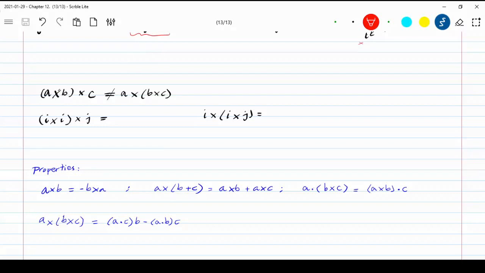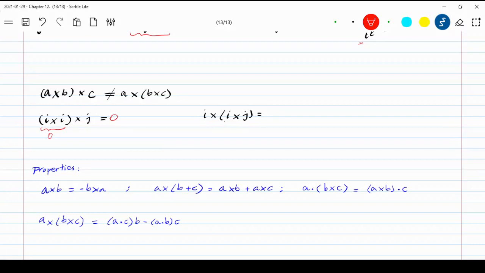And here is one thing that is important. We had this idea that you can interchange how you multiply. It's not true for the cross product that A cross B cross C is the same as A cross B cross C with a different grouping. This is very important. You can see it through this example. What is i cross i? Since i and i are parallel, the cross of these two would be the 0 vector. 0 cross j would be 0.